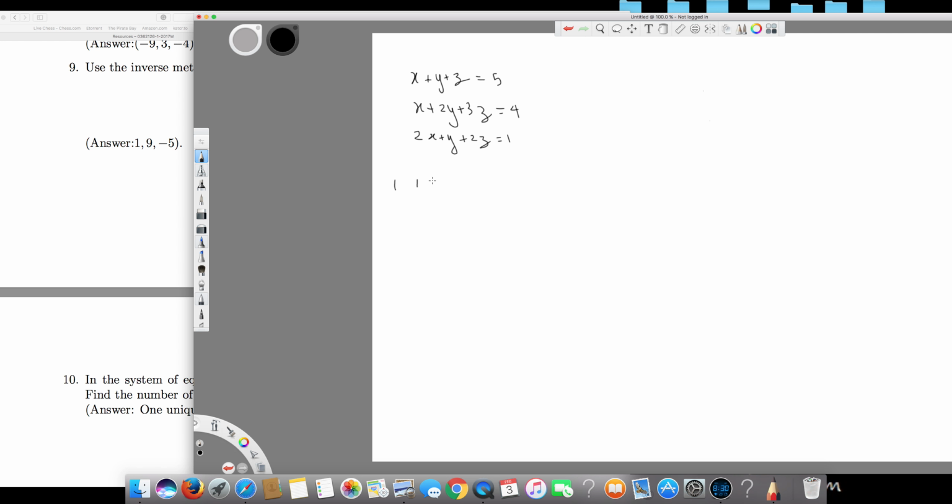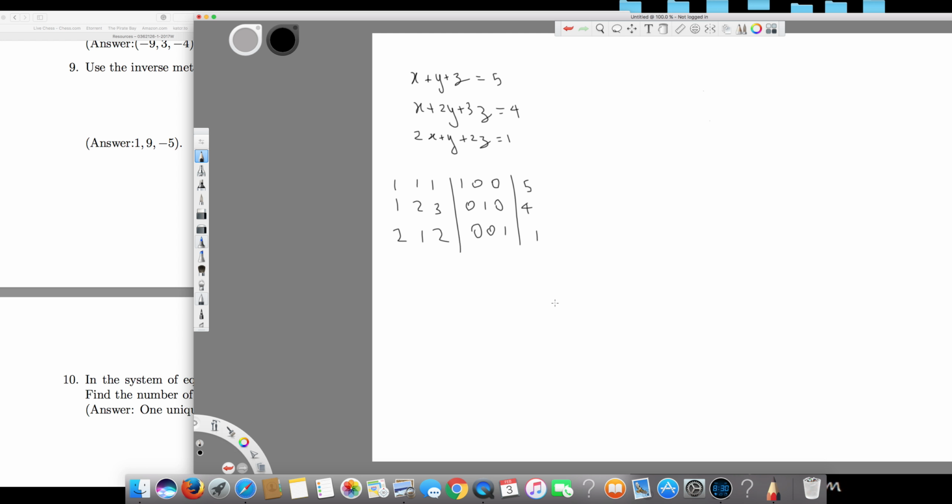So 1 1 1 5. I'm going to directly write the Gauss-Jordan pattern right here too. So it's going to be 1 0 0, 5, and 1 2 3, 0 1 0, 4. Oh, it's not minus 4, it's 4. And the next one is 2 1 2, 0 0 1, and this is 1.